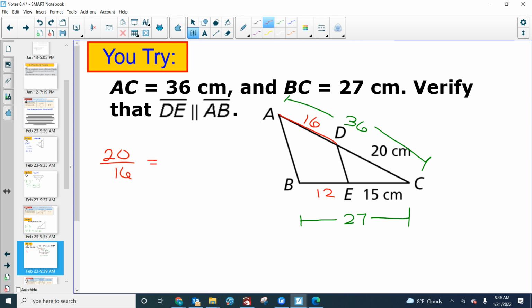20 over 16 equals, with a question mark, we're trying to verify, 15 over 12. 20/16 reduces into 5/4. 15/12 reduces into 5/4. They are equal. Therefore, DE is parallel to AB.